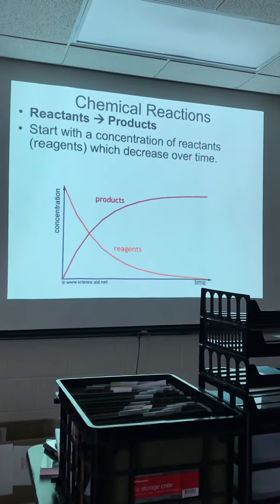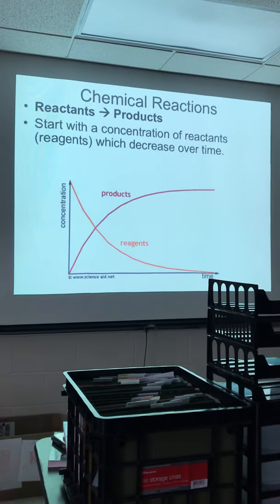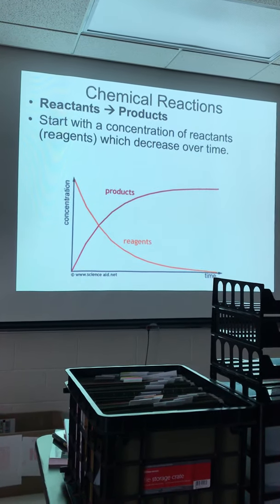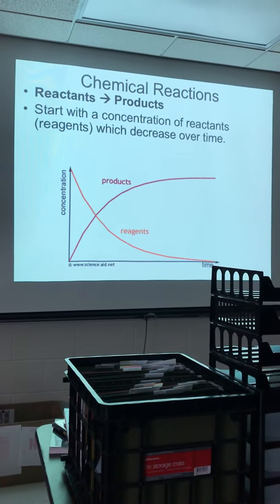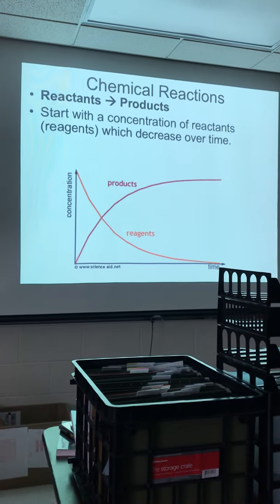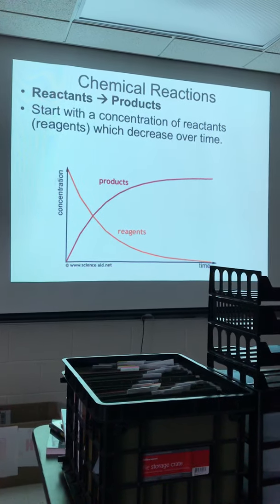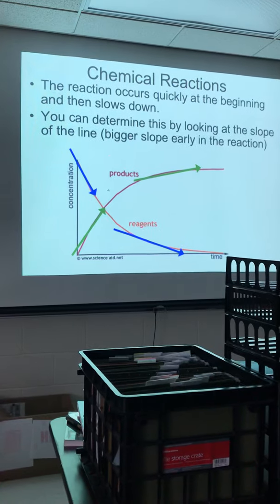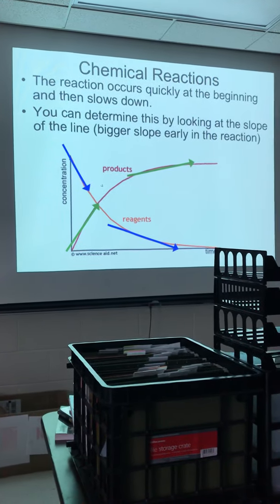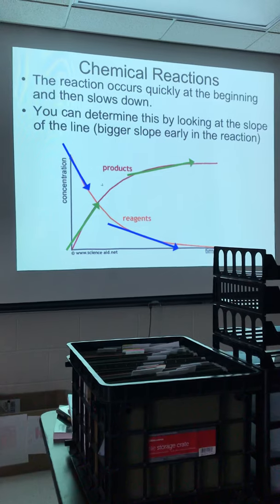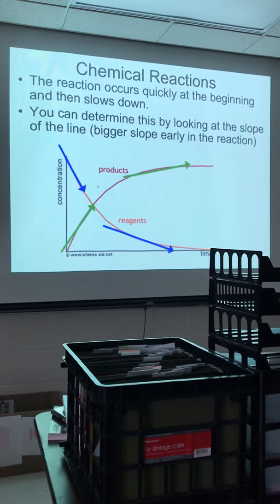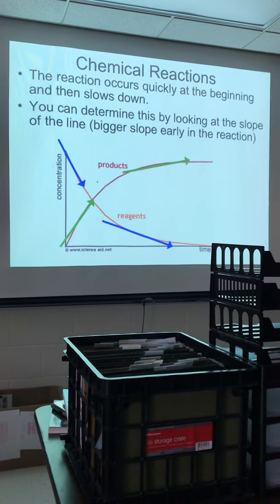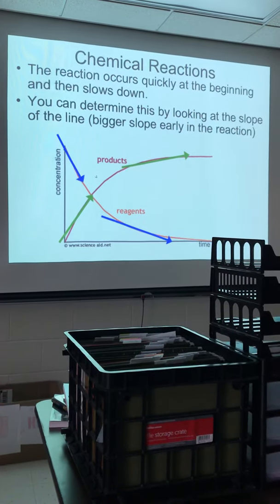So you start with the concentration of reactants, and those actually decrease, right? So you can see how the reactants or the reagents decrease over time, and the products actually increase over time. So the steeper that slope, the quicker that reaction occurs, right? So think about sledding. If you're going down a hill that's steeper, that means the reaction is happening faster.